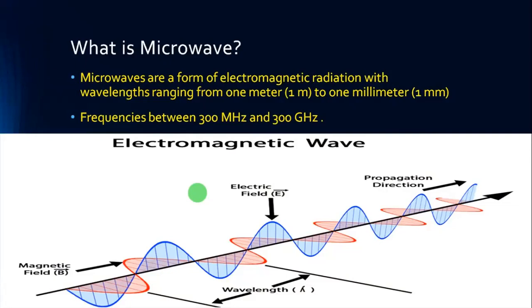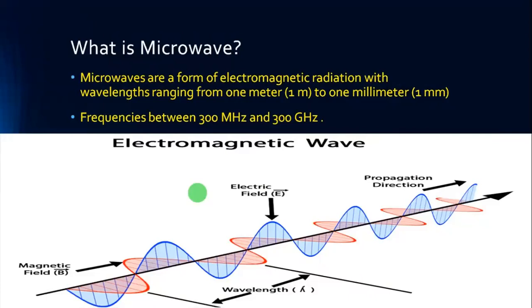So why will we use the microwave? The main advantage of the microwave signal is that it can easily travel through any medium. It can travel through the air, through space, through water, and through any objects, because the microwave signal is a kind of electromagnetic radiation. And the microwave frequency range is very high. We know that if the frequency is higher, then the wavelength of the microwave signal is lower, because frequency and wavelength are inversely proportional.